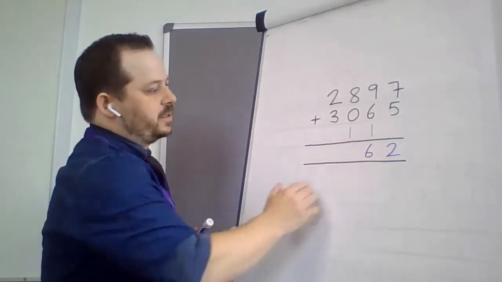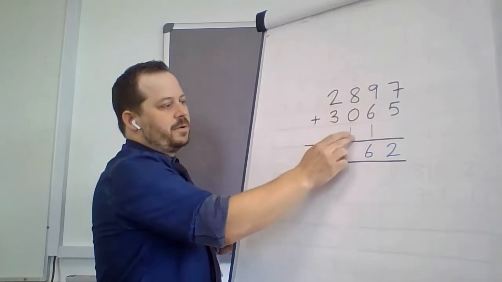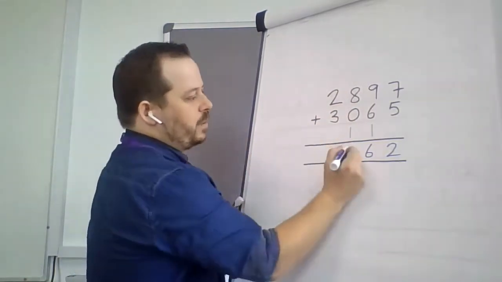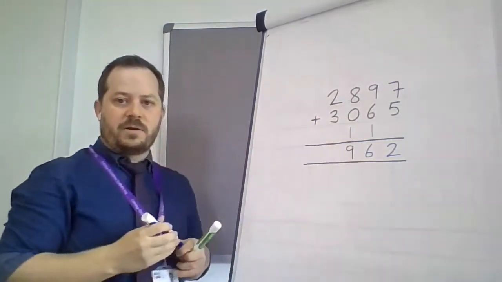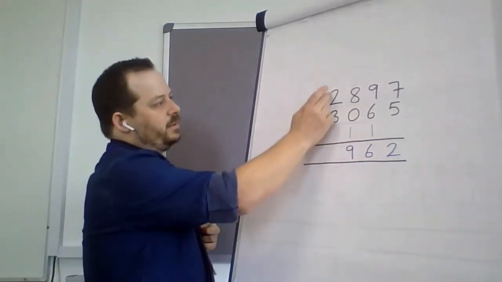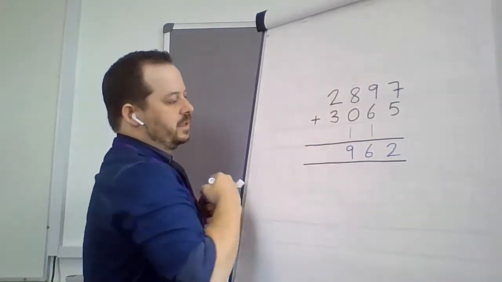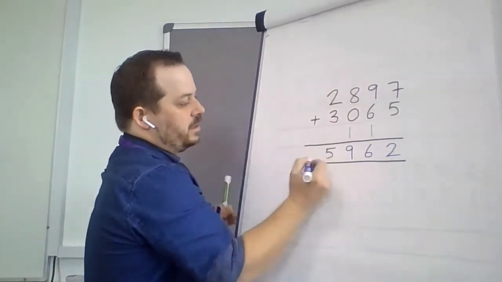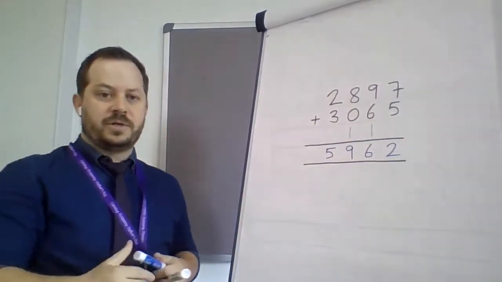The same goes in the next column. 8, 0, and 1 is 9. We have no tens carried over into the next column, and then we do 2 and 3 is 5. So our answer is 5,962.